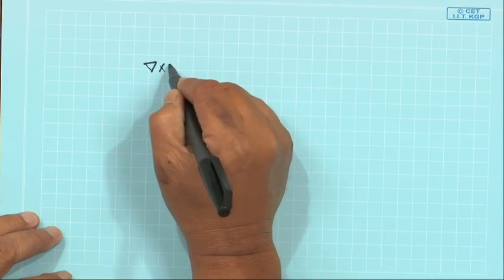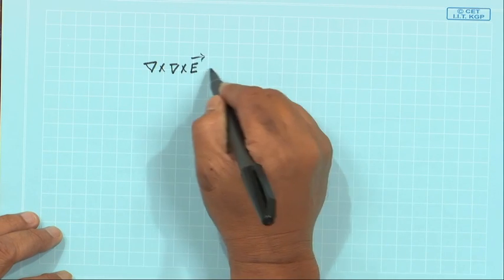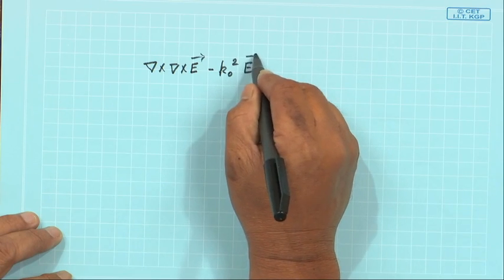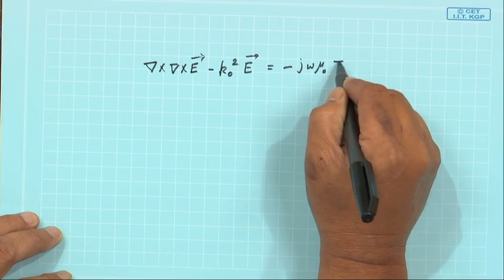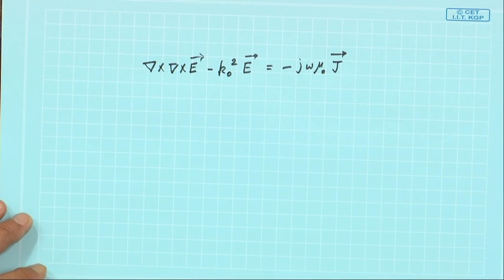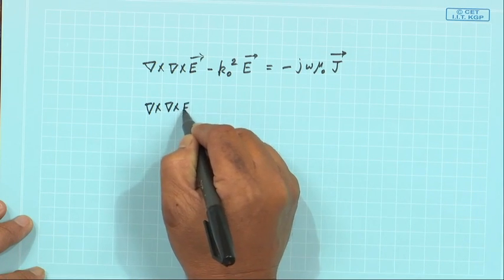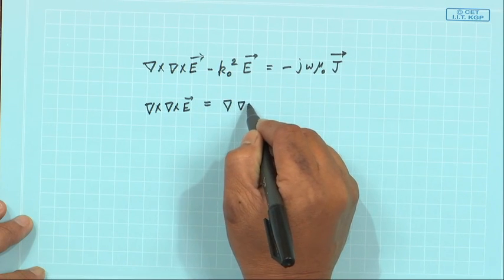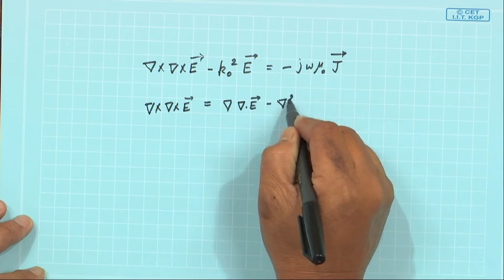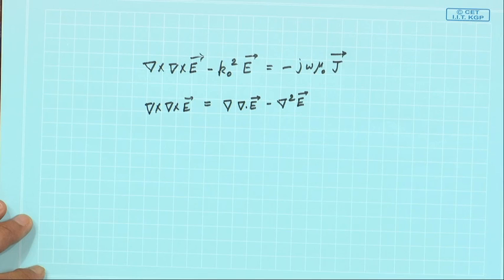Now, we have seen that for any antenna, the radiated field satisfies the wave equation. So, what was the wave equation? Del cross del cross E minus k0 square E is equal to minus j omega mu naught J. This was the standard wave equation, and we know that del cross del cross E, by vector identity, is del del dot E minus the Laplacian of E, the vector Laplacian of E.